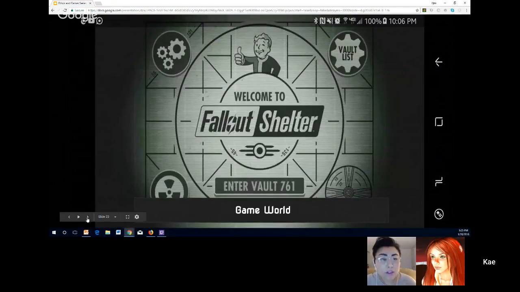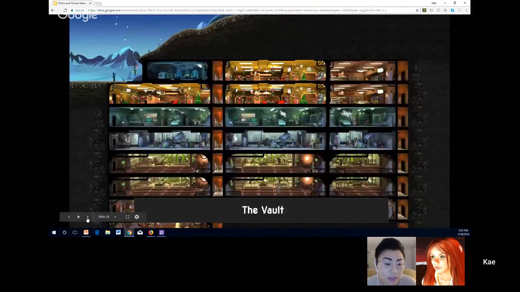Okay. So let me show you screenshots of the game world, how the game is divided. Please go next. This is the vault. So this is a slice view. When you open up your mobile game, this is actually what you will see. These are the actual individual vault rooms that you build and maintain.